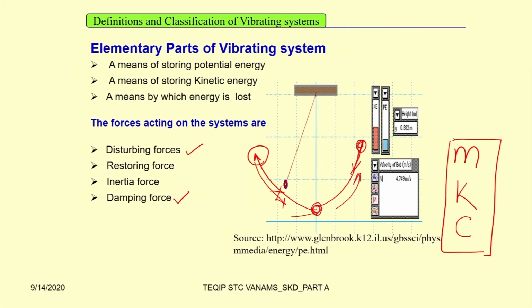So, for a vibrating system we must have a mass, it must have some stiffness, there must be some damping, and a disturbing force F must be acting on the system. This disturbing force F may be periodic, it may be periodic in case of periodic force also.